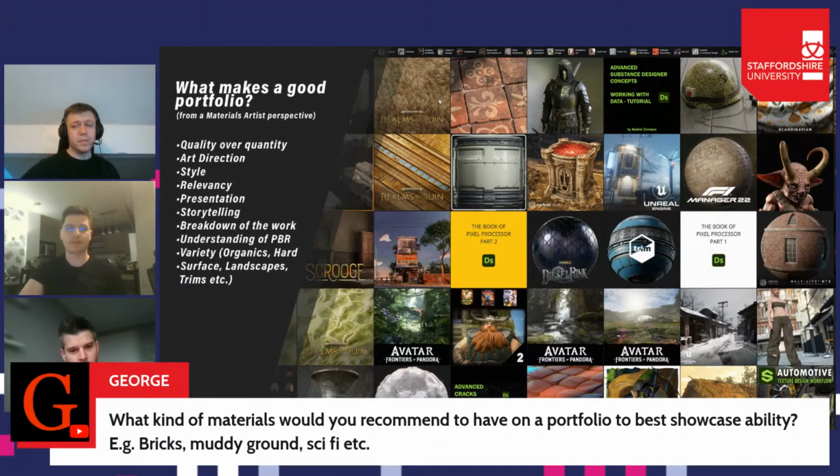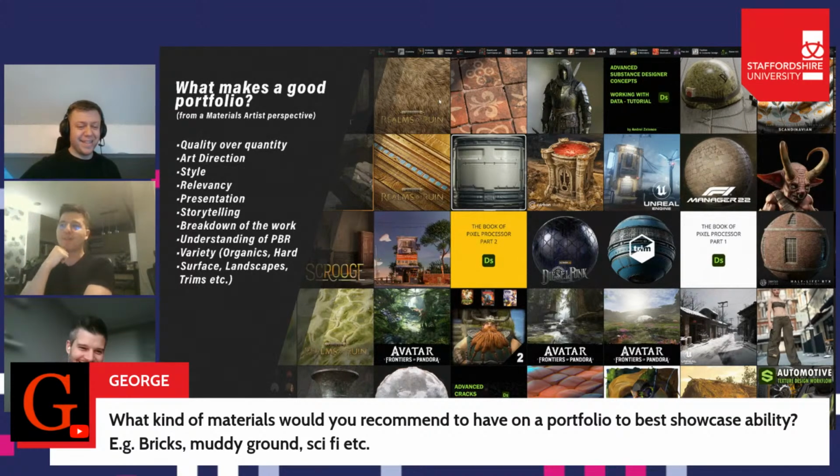Niki, there's a question that's just popped up in the comments. I think it's quite an opportune point to mention it. It's from George. What kind of materials would you recommend to have on a portfolio to best showcase ability? Examples they've said are bricks, muddy ground, sci-fi, etc. What would you prescribe? So the three examples are three types of materials that I would avoid, to be honest.